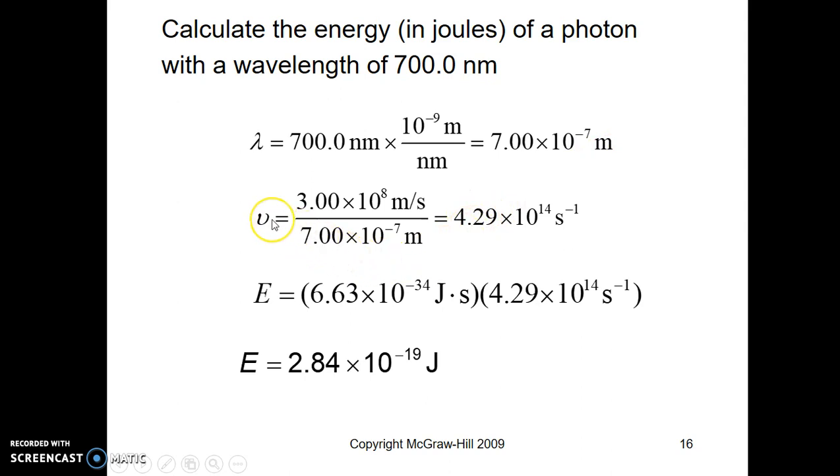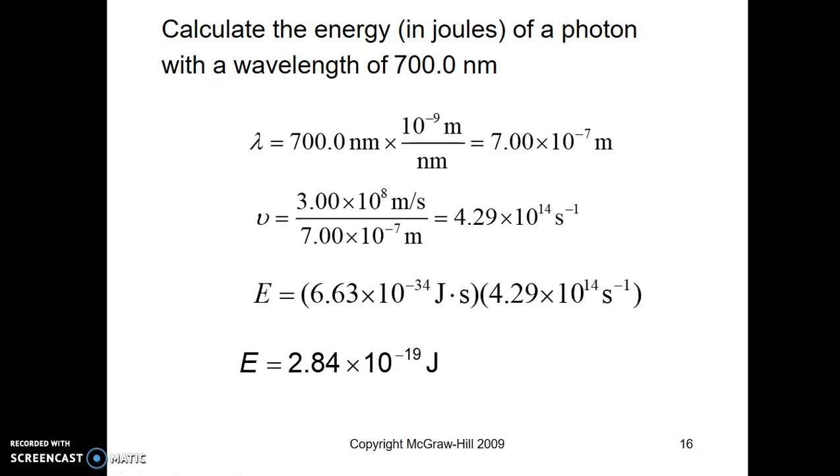Our frequency, we don't know, because we were given the wavelength of light. But if you remember a couple examples ago, to get our frequency, we took the speed of light, that 3 times 10 to the 8th, divided it by our wavelength, and got a frequency of 4.29 times 10 to the 14th. We can take this answer and plug it into that equation I just taught you, h, Planck's constant, times frequency, and we'll get that the energy is 2.84 times 10 to the negative 19th joules.